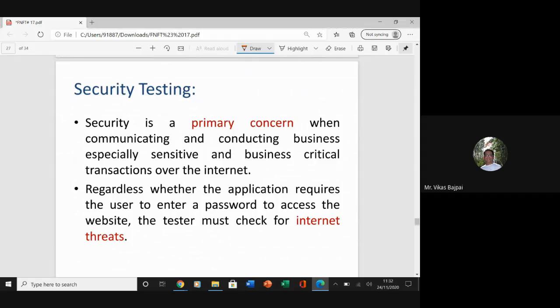Next one is your security testing. As long as your website is delivering some content, it has some registered users. So registered users have saved some information on your database. Plus, suppose it is dealing with financial transactions. In that case, I am also storing some additional financial transaction related information. So security is a primary concern when communicating and conducting business, especially sensitive and business critical transactions over the internet. Regardless of whether the application requires the users to enter a password to access the website, the tester must check for some internet threats.